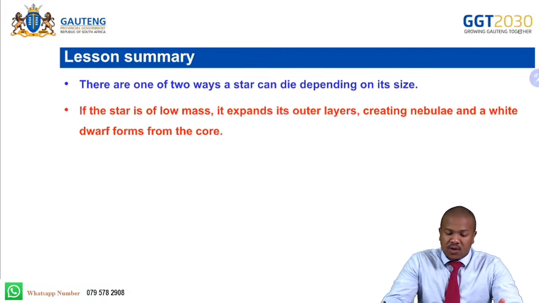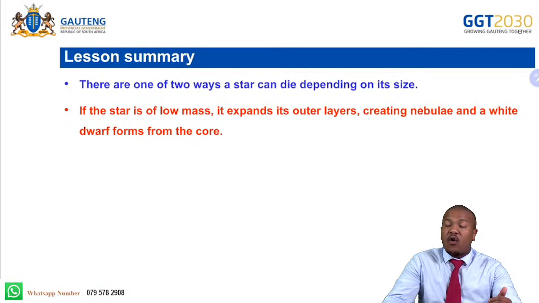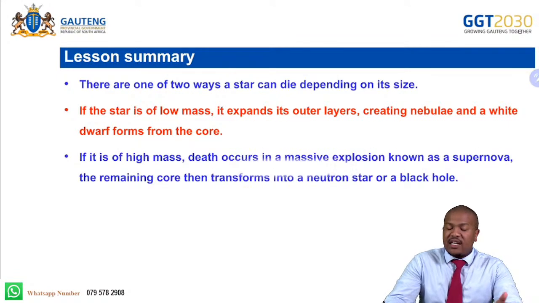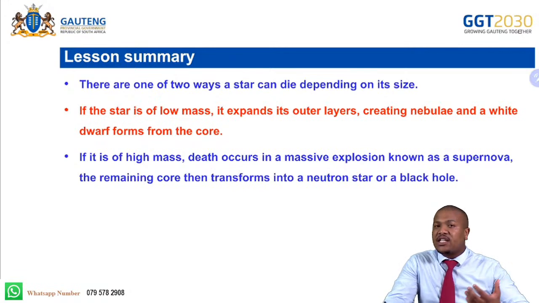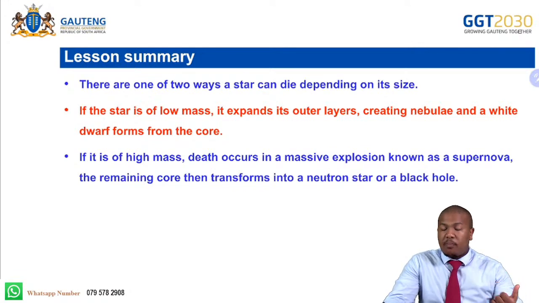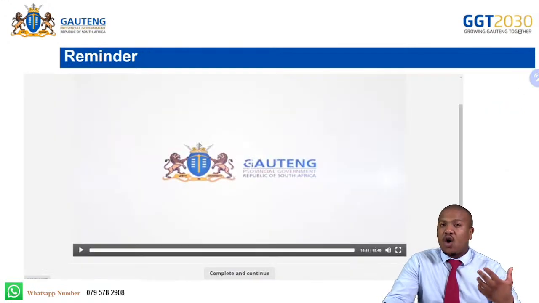We also said that there are one of two ways a star can die depending on its size. If the star is of low mass, it expands its outer layers, creating a nebula, and a white dwarf forms from the core. But if it is of high mass, death occurs in a massive explosion known as the supernova explosion. The remaining core then transforms into a neutron star or a black hole.